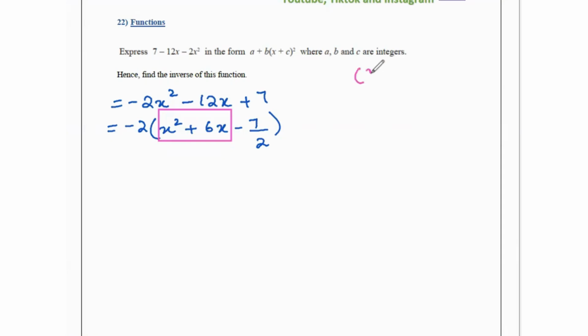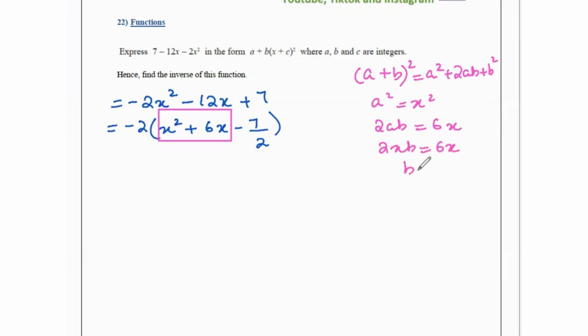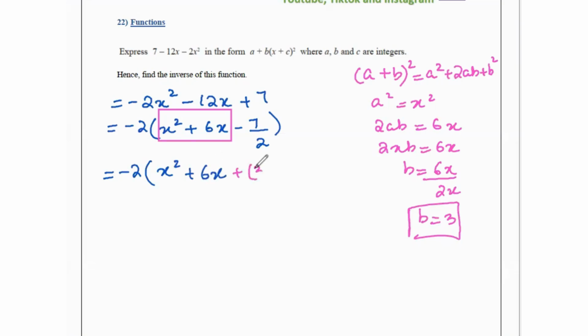So a complete square looks like a plus b whole square, which expands to a square plus 2ab plus b square. A square is your x square and 2ab is your 6x. So x is a, so 2xb equal to 6x and b equals 6x over 2x. So b equals 3. Which means to complete the square, we'll do -2 times x squared plus 6x, and then we write plus 3 squared and minus 3 squared as well.